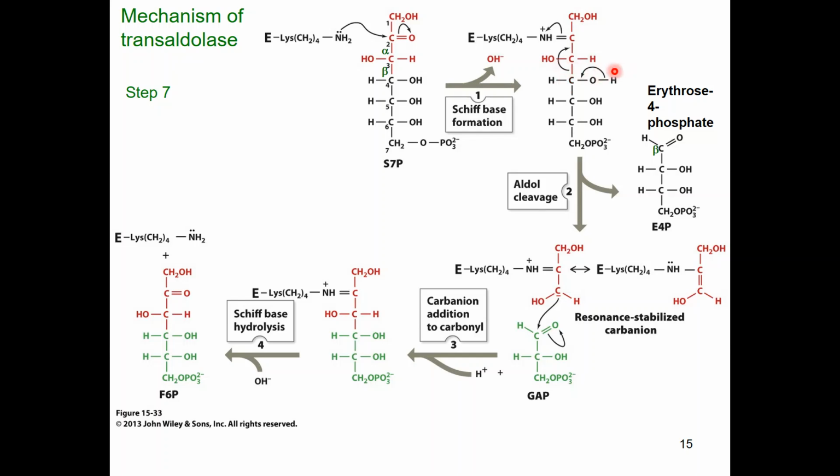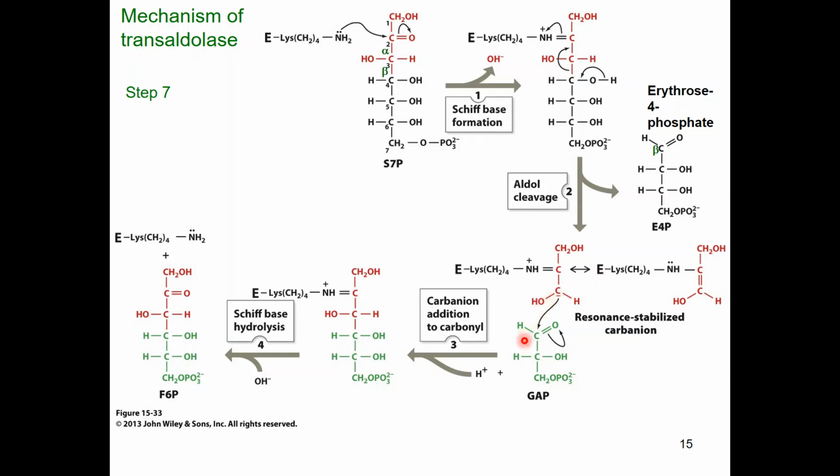Deprotonation of the beta hydroxyl group causes the bond between alpha and beta carbons to be cleaved and release an aldose containing 4 carbon atoms, the bottom portion of pseudoheptulose 7-phosphate, so that the beta carbon of the original pseudoheptulose 7-phosphate becomes the carbon of the aldehyde group. And the top 3 carbons of pseudoheptulose 7-phosphate are still attached to lysine, and here we have this carbanion, which is resonance stabilized.